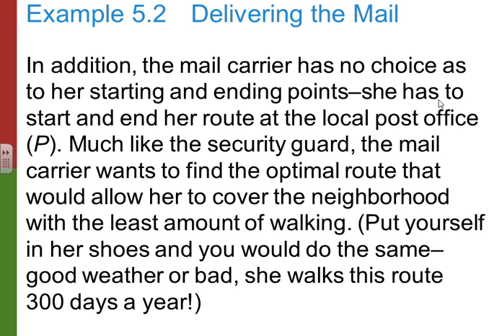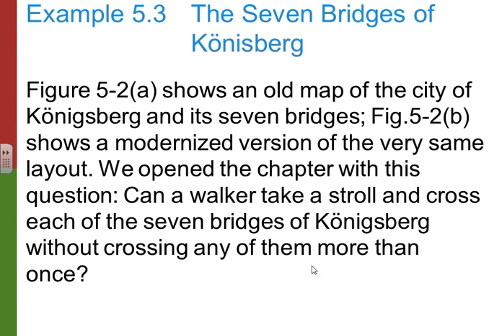The mail carrier has no choice. He has to start and end at the post office, but he wants to find an optimum route that would allow him to cover the entire neighborhood because he's going to do it 300 days a year. He wants to make sure that he doesn't wear out his shoes. So now we're going to go back to the 7 Bridges of Königsberg. Is that Königsberg? Must be.